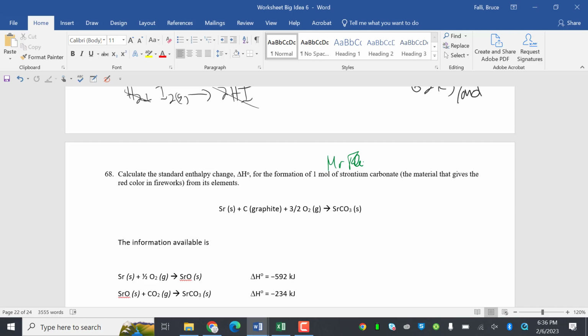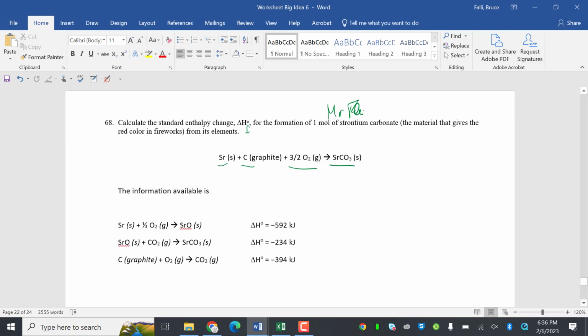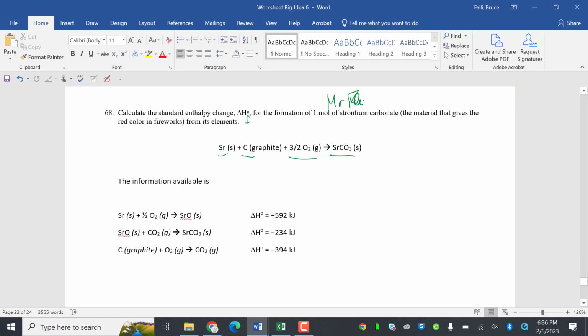Calculate the standard enthalpy change, delta H naught, for the formation of 1 mole of strontium carbonate. There's 1 mole of that, so that could even have the F. This is actually going to have the F because it's the elemental form. The material gives the red color in fireworks from its elements. This information is available. So I know I want to make SrCO3, so I want this to be just like this. So this is going to be my first one.